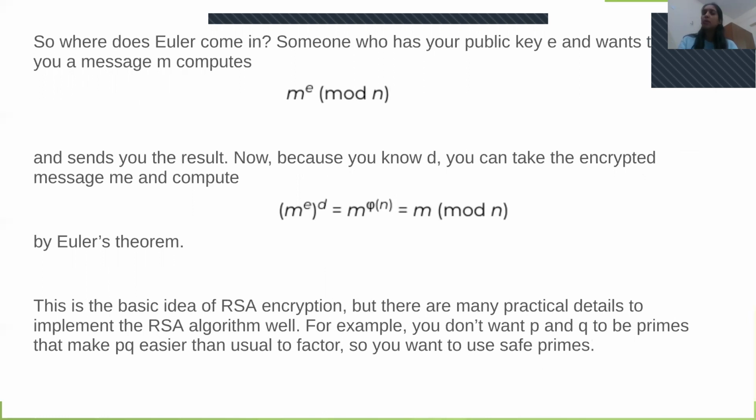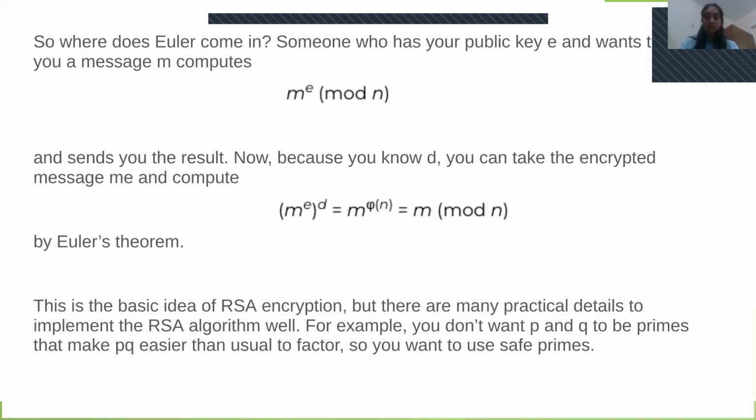So where does Euler come in? Someone who has your public key E and wants to send you a message M computes m to the power E mod n and sends you the result. Now, because you know D, you can take the encrypted message m^E and compute (m to the power E) raised to the power D, which is m to the power phi n, which is equal to m mod n. It's by Euler's theorem.